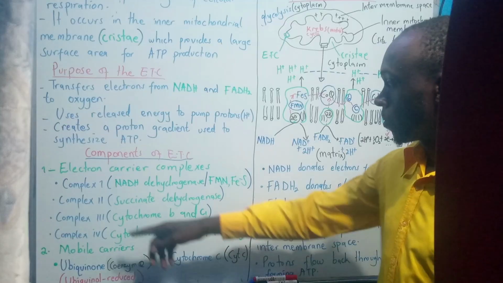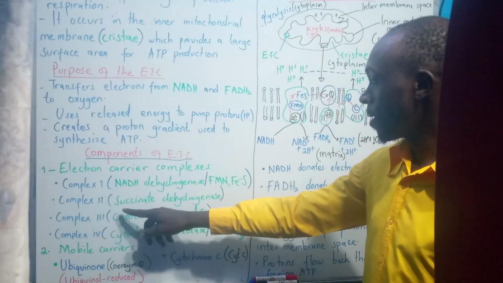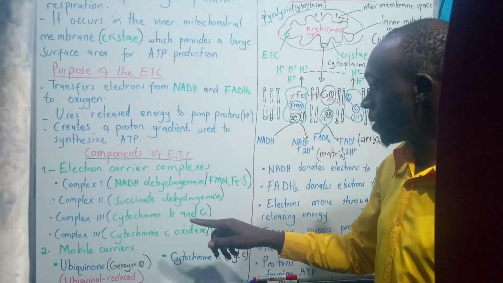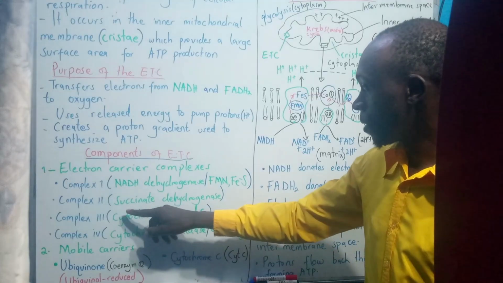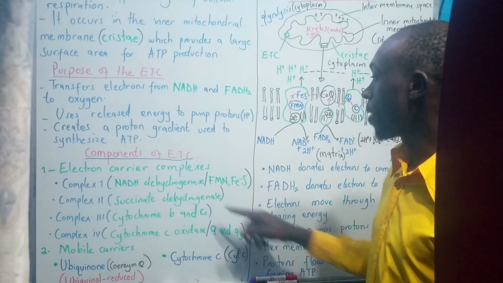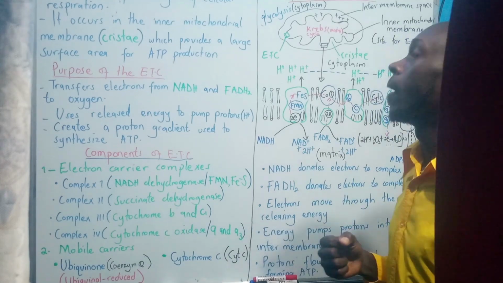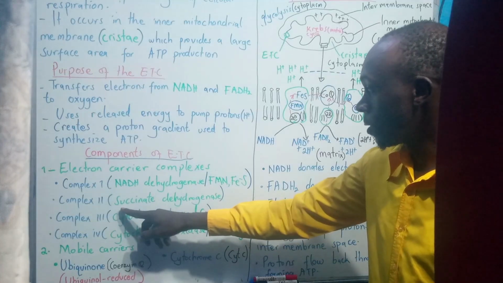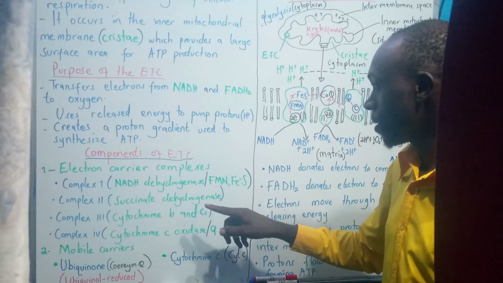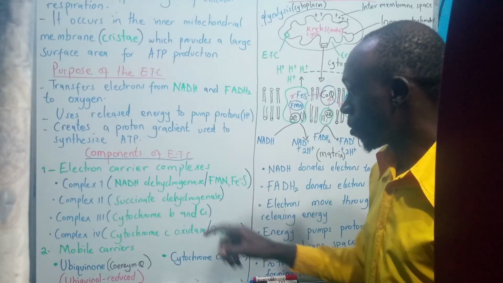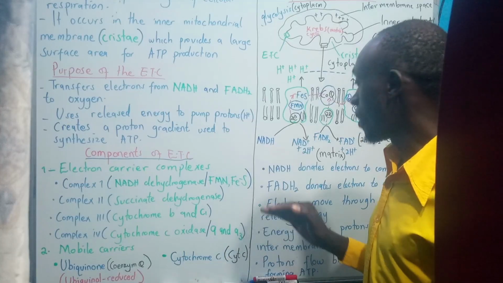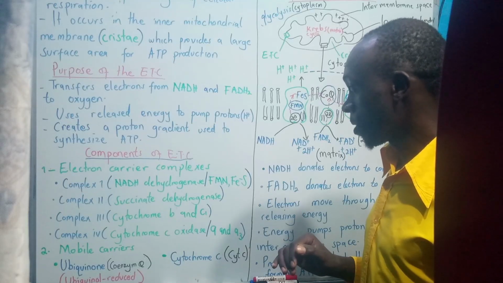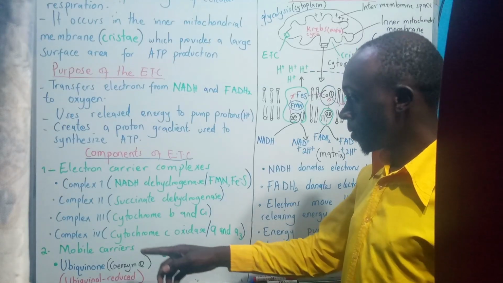So complex number 2, that is succinate dehydrogenase. Succinate dehydrogenase is an enzyme that converts succinate to fumarate. If you look at the Krebs cycle, go back to the Krebs cycle and see the conversion of succinate to fumarate. So it is succinate dehydrogenase, complex number 2. We are going to see the use of complex number 2 as we go through the electron transport chain.